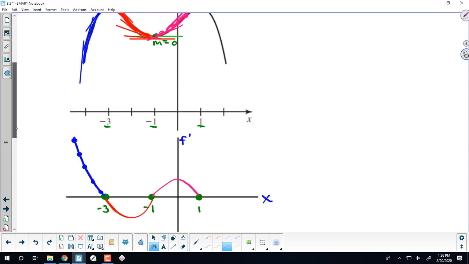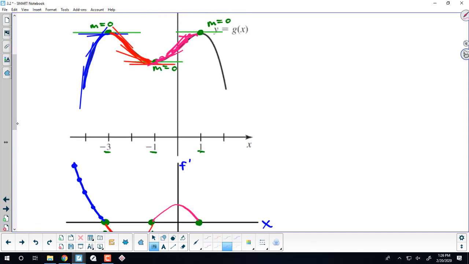And then the last piece after x value of 1, what are these slopes doing?